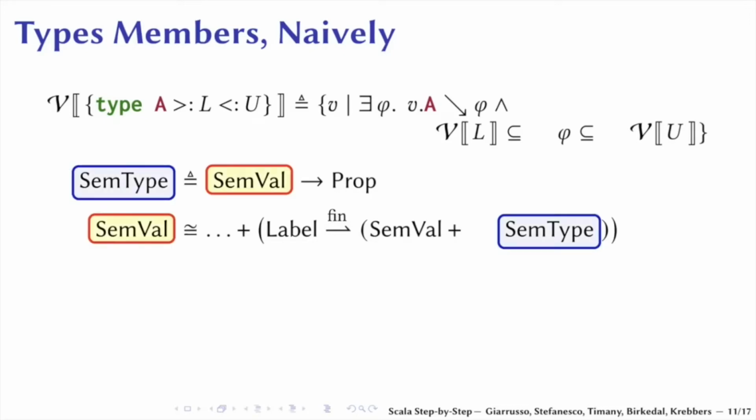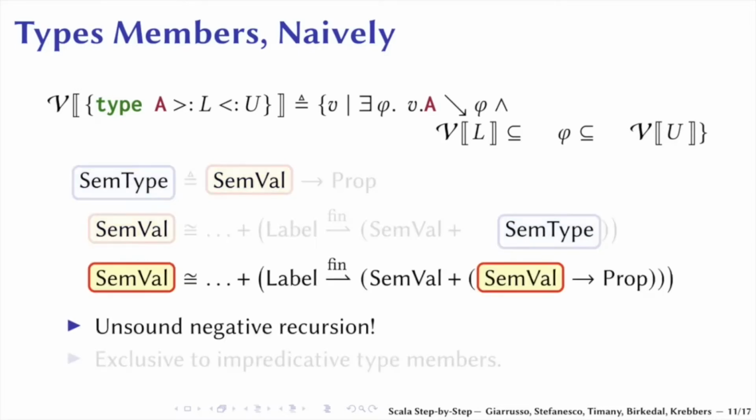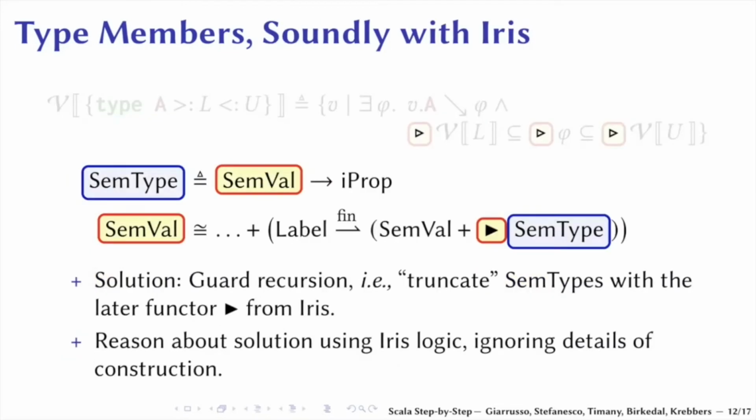However, this definition is illegal, because inlining some type shows that we're defining semval by negative recursion, which is illegal. This problem is exclusive to a setting where we have to model impredicative type members. Thankfully, abstract step indexing allows us to construct semval with a small change to our recursive equation. We must guard the recursion.